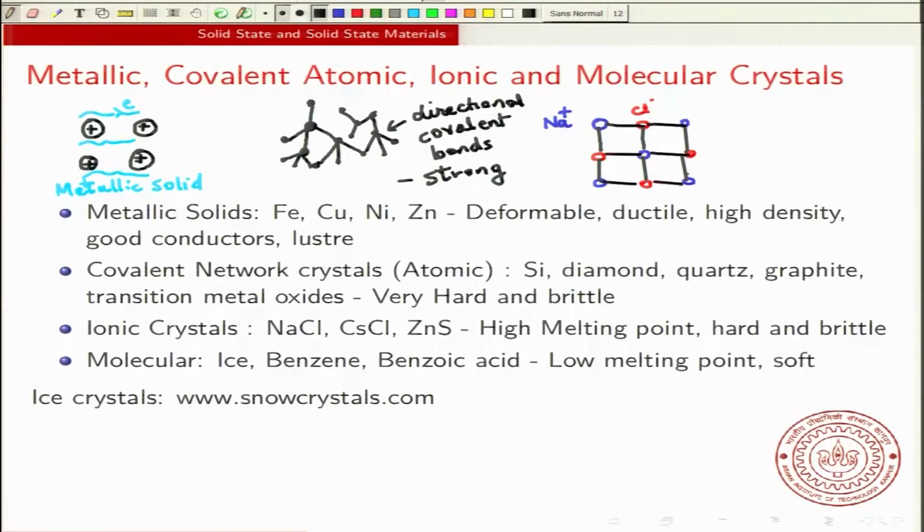Then there is another class of crystals which are the molecular crystals, where the constituents of the crystals are not atoms, but in fact they are molecules. You can have a water molecule. You can have ice, which is a crystal of water molecules. You can have benzene molecules combined together to form a crystal. Almost all organic molecules, if you cool them enough, form solids and they crystallize.